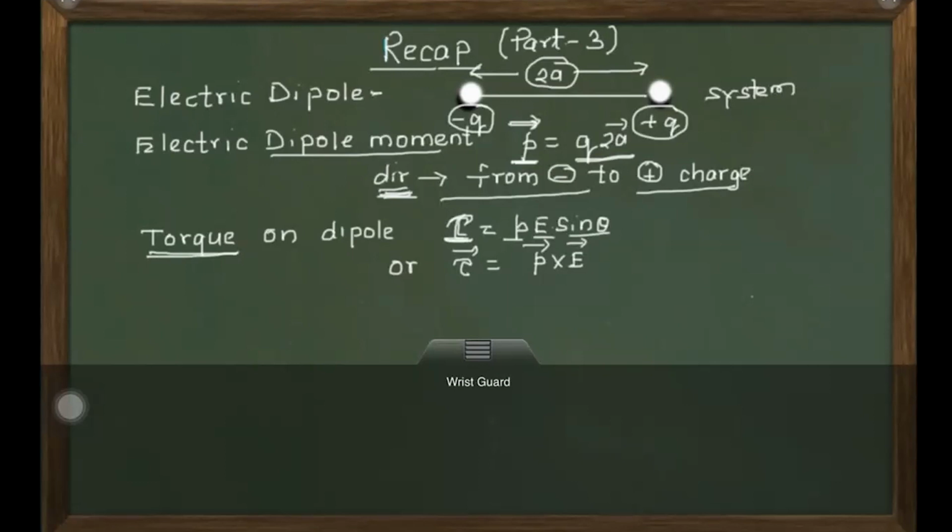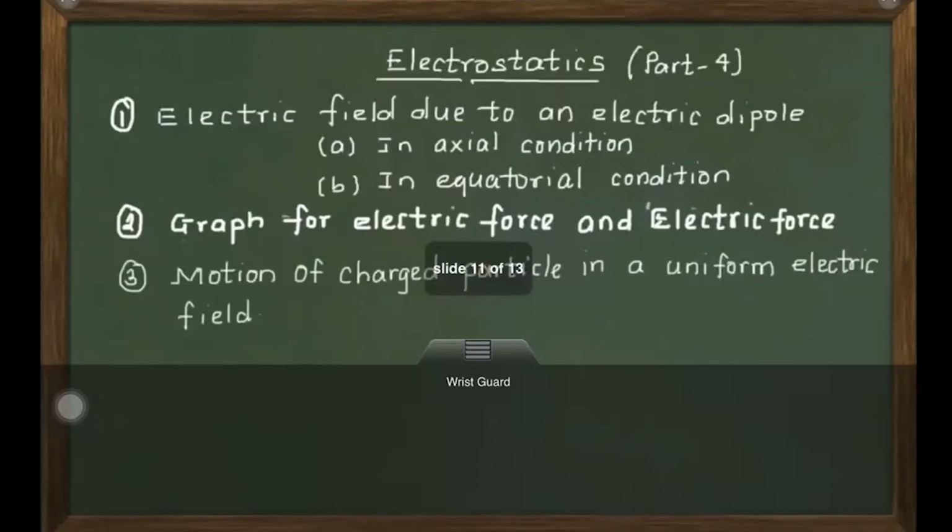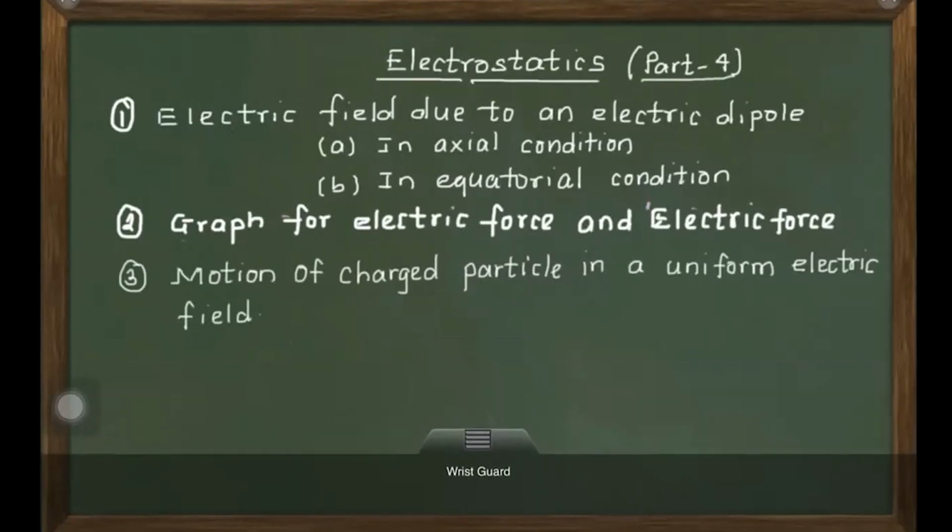So for today's session, we have to study the electric field due to an electric dipole. There are two situations or conditions: one is the axial condition, another is the equatorial condition. Then we learn about the graph of electric force and electric field, and then the motion of charged particles in a uniform electric field. And then we do some numericals.